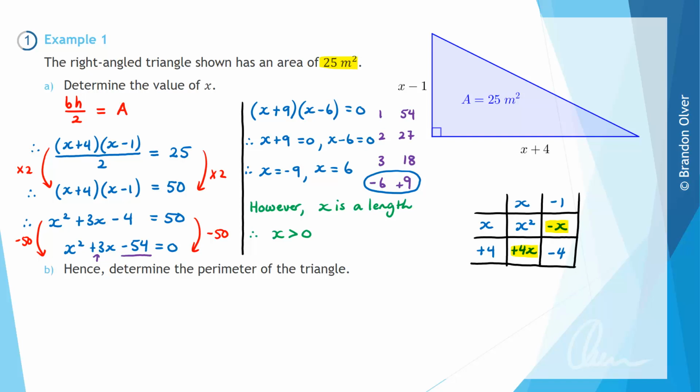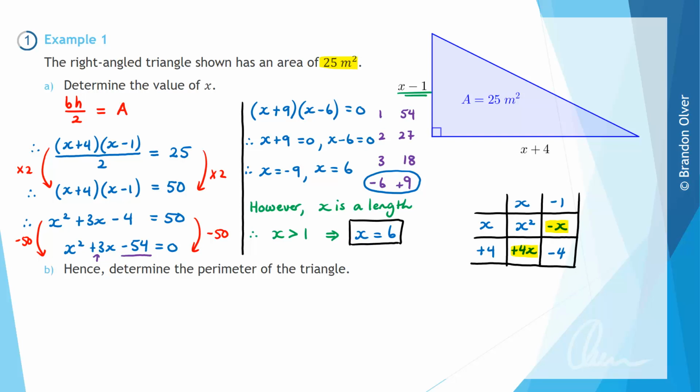In particular, because we have an x minus 1 here, more than x being greater than 0, we actually need x to be greater than 1 for this case. So that means that x equals 6 is the only solution that we want for x for this problem.